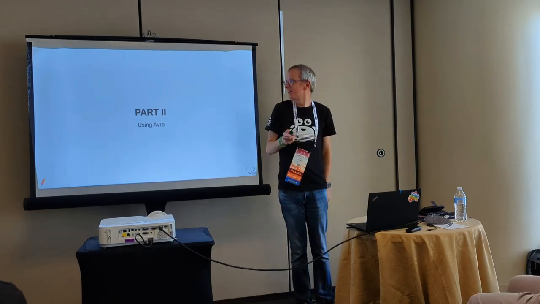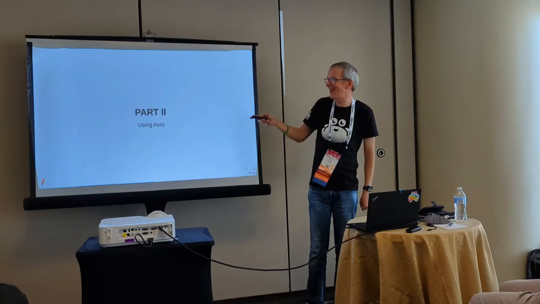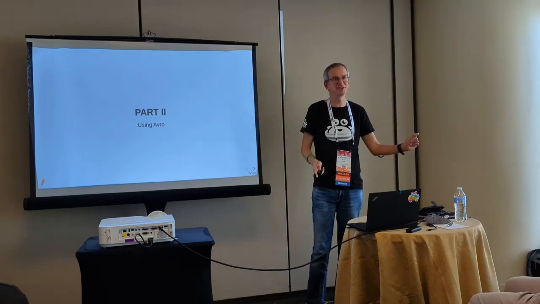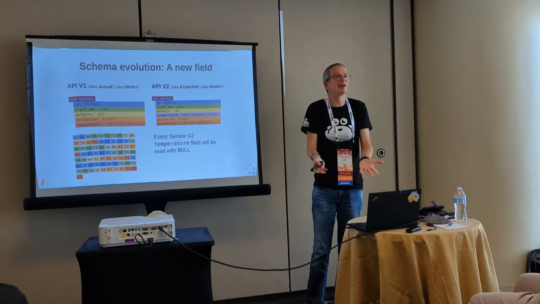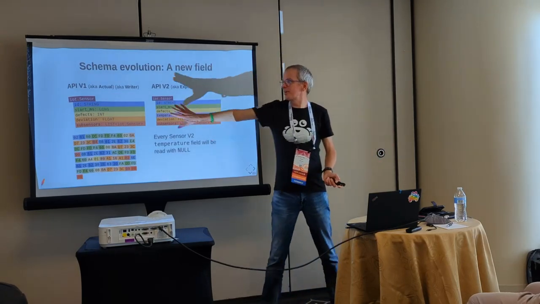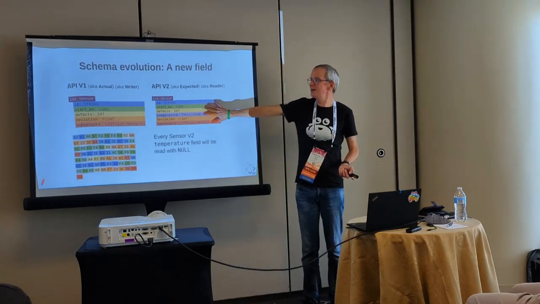So, given that context, we're going to go into a bit more about using Avro, and I'm going to deep dive again into a use case that's super interesting and not really well documented: schema evolution, which is something that Avro provides. So we have our sensor record, the same one I've been talking about before. We're going to consider that we're adding a new field to it.